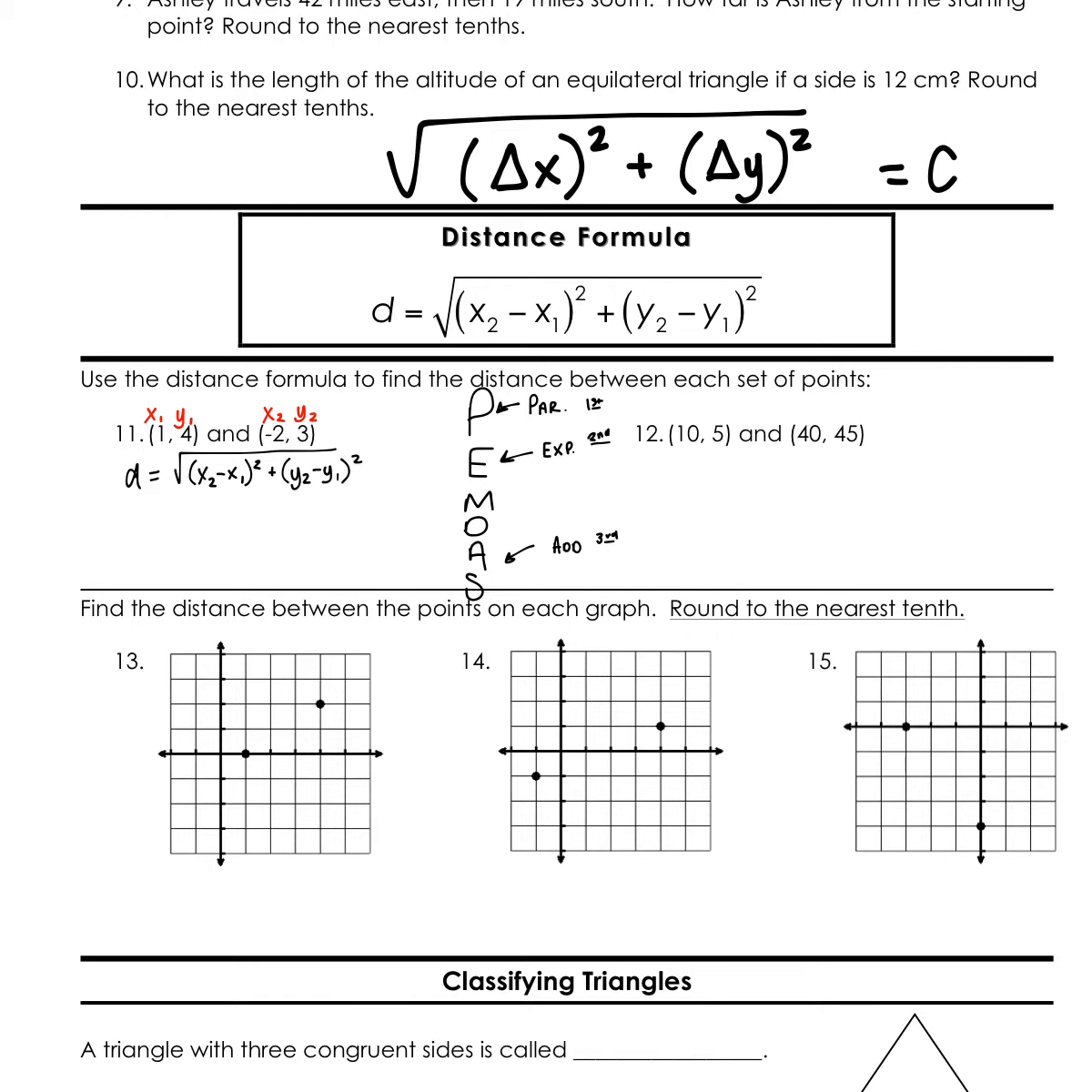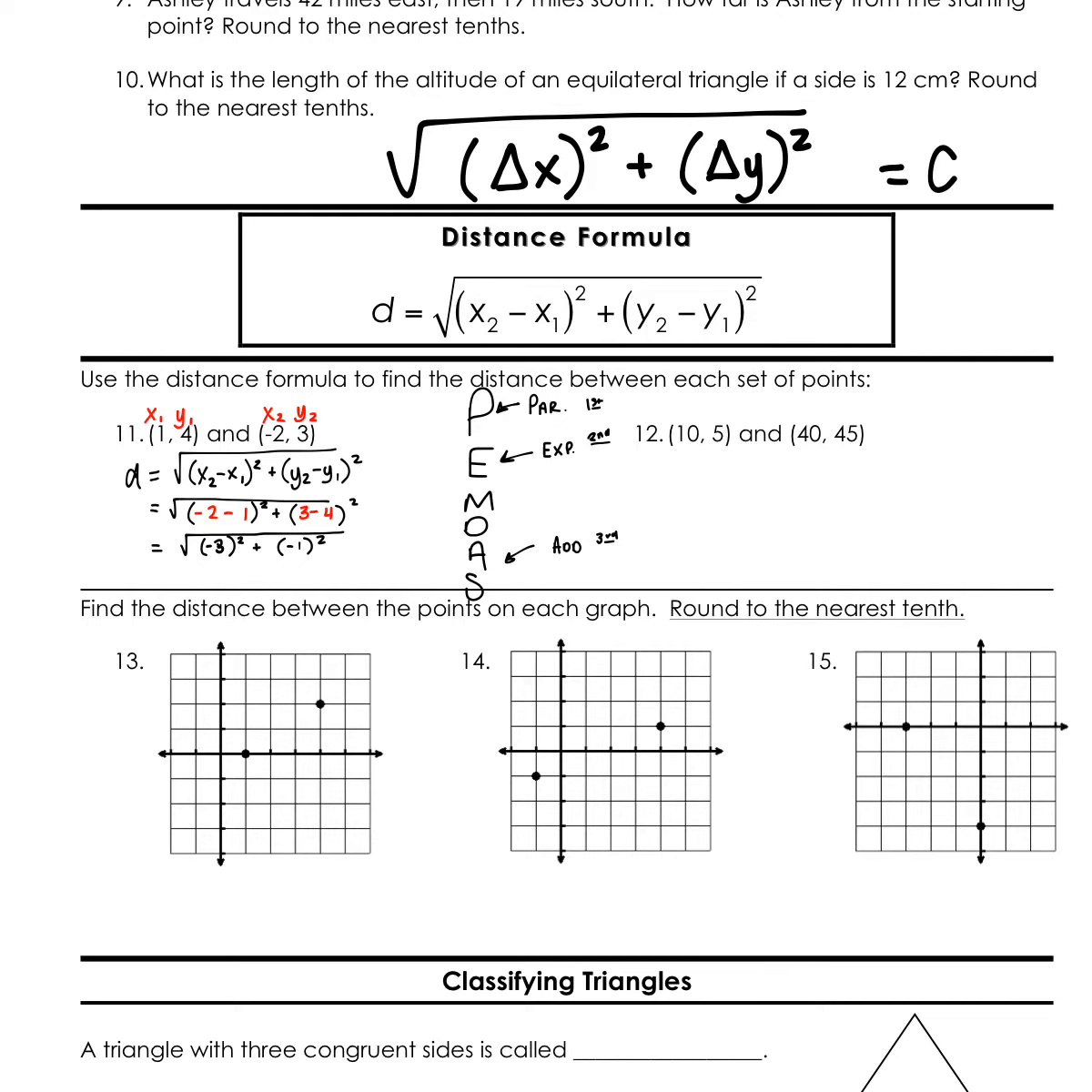And after all that's done, we can do our square root. So we're going to substitute what we know. So x2 minus x1, so negative 2 minus positive 1 squared plus y2, 3, minus y1, 4. So we do negative 2 minus 1 is negative 3 squared plus 3 minus 4 becomes negative 1.